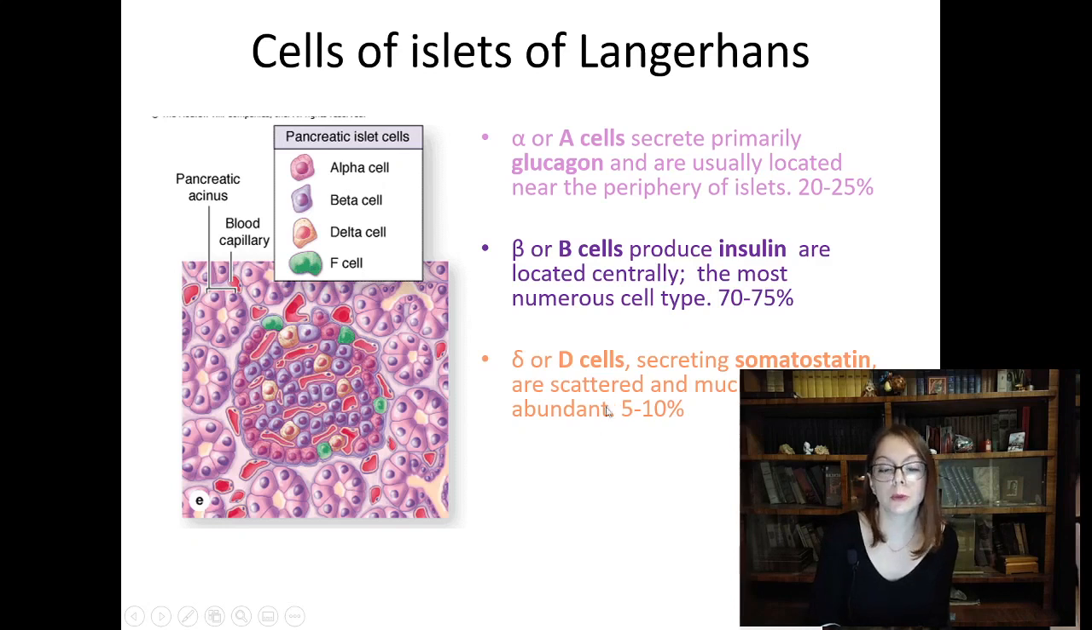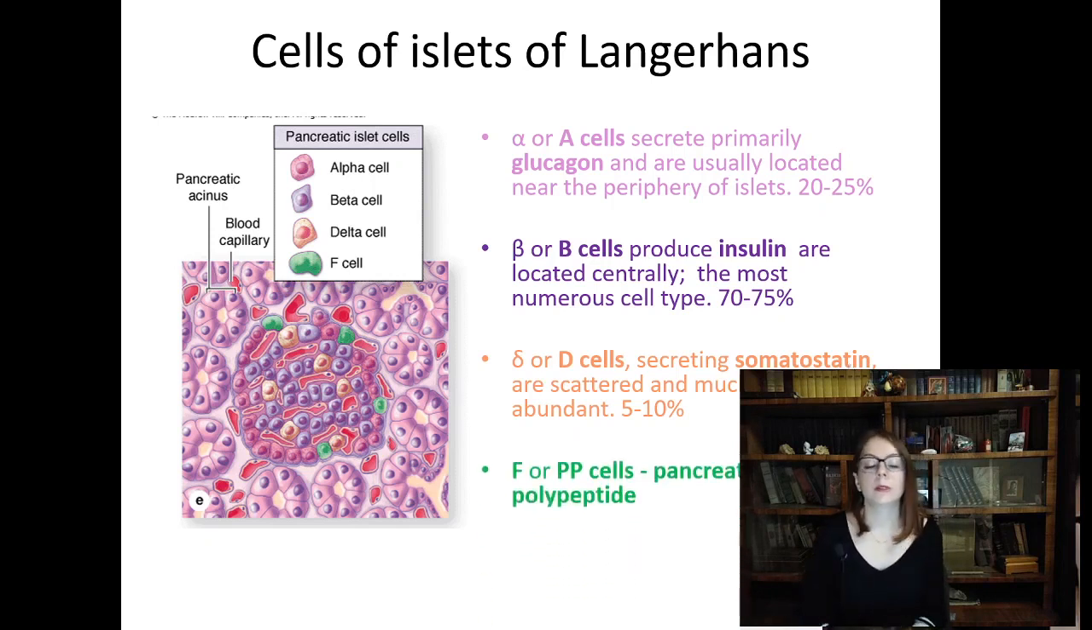Except those two, there are some delta cells producing somatostatin. We have already mentioned somatostatin because it was produced by the hypothalamus. Also, it is produced by the liver. Do not forget, it inhibits the activity of the growth hormone. And locally here, delta cells produce somatostatin, which inhibits the exocrine and endocrine activity of the pancreas. So the part statin should highlight its inhibitory function.